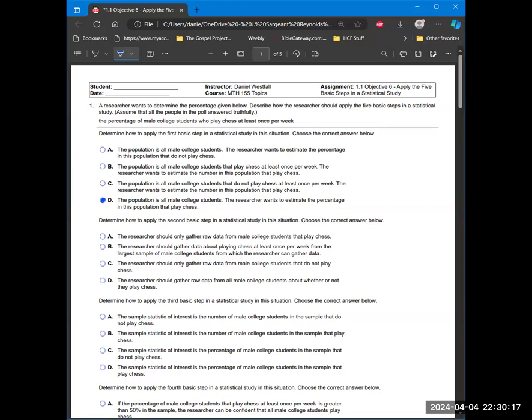Now let's determine how to apply the second basic step in the statistical study, where we want to gather our data, right? So the researcher should gather data about playing chess at least once per week from the largest sample of male college students from which the researcher can gather data. So that's B. The more people that we can survey, that we have the time and money and manpower to survey, the more representative our survey is going to be of the actual population.